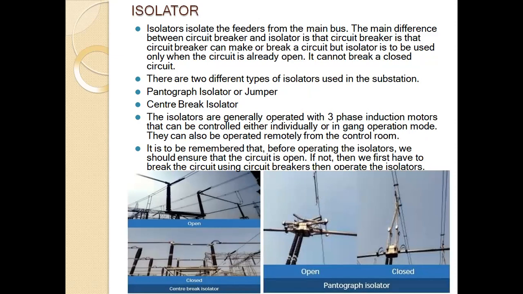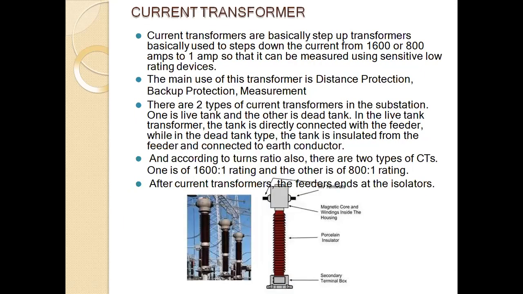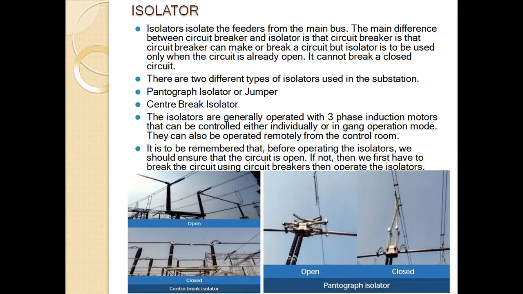The main difference from the circuit breaker is that a circuit breaker can make and break the circuit, but an isolator is to be used only when the circuit is already open. It cannot break a closed circuit. There are two different types of isolators used in a substation. Pantograph isolator, and the second one is the center break isolator.